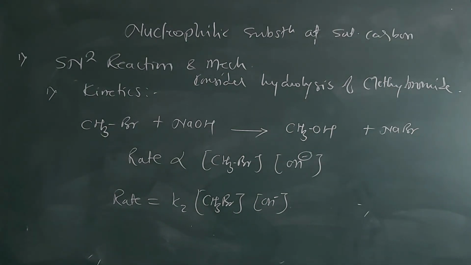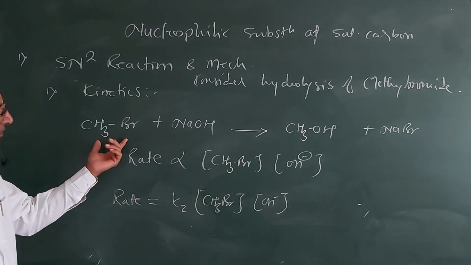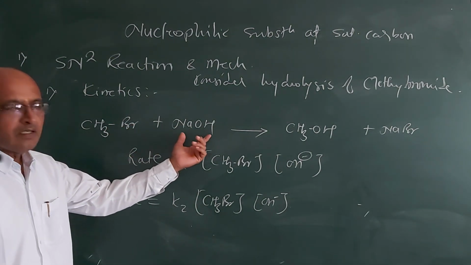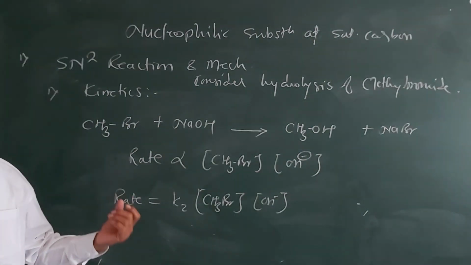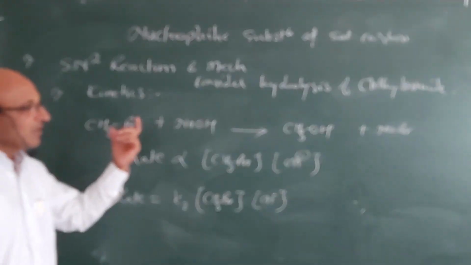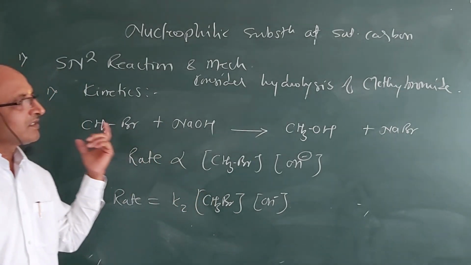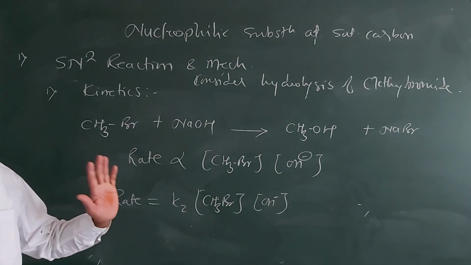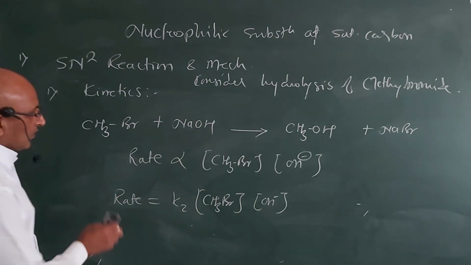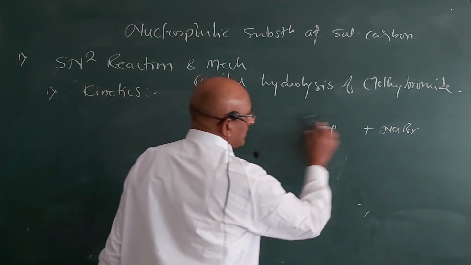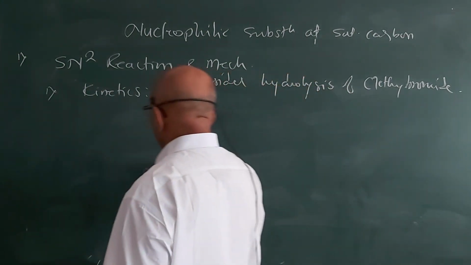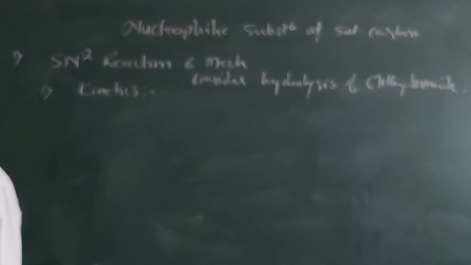And so here the breaking of the C-Br bond and the attack of the nucleophile are taking place in this same step. It is taking place continuously, and transition state formation is taking place. And so here we want to deal with the mechanism of the reaction. What is the mechanism of the reaction? So the proposed mechanism.